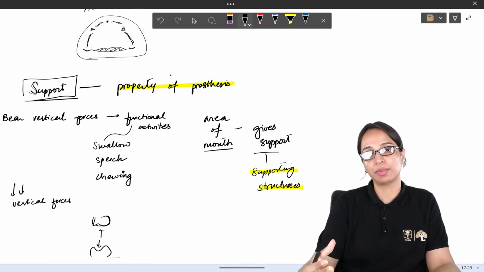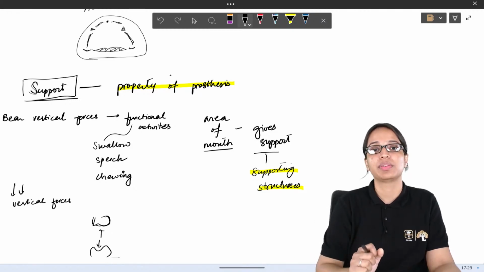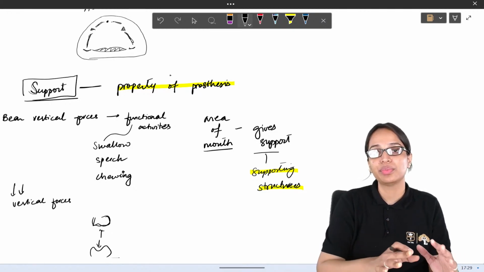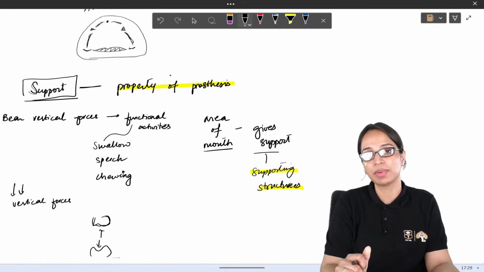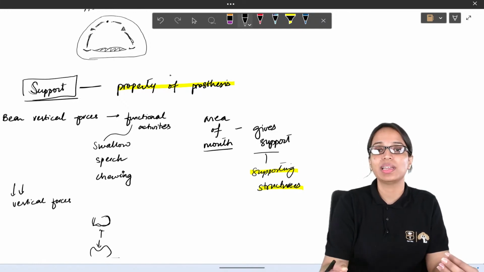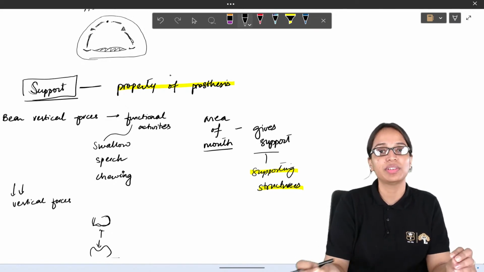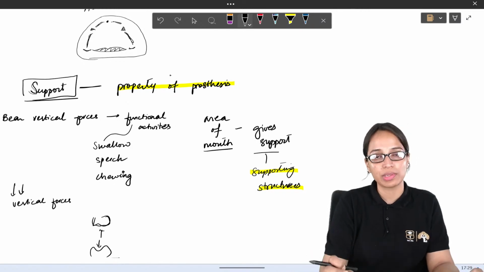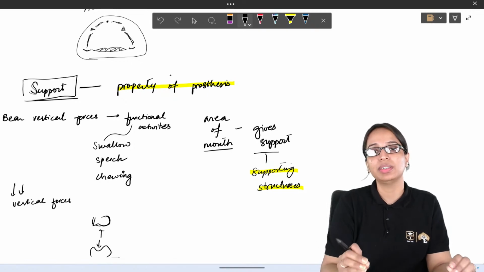Now, how do we give support to a prosthesis? There are various steps of complete denture fabrication that will help you derive support, whether it will be your impression, when you extend your impression to the limiting structures, as far as possible within physiological limits, or when you select the correct occlusal scheme, or the correct plane of occlusion, you're incorporating stability, you're incorporating support in a prosthesis. So different steps of denture fabrication or prosthesis fabrication will help you inculcate this property into your prosthesis.